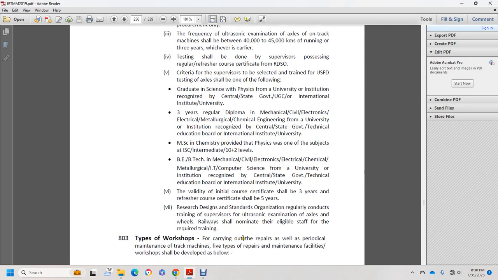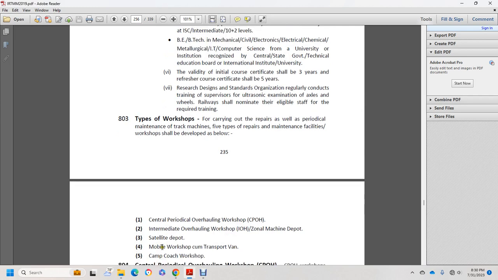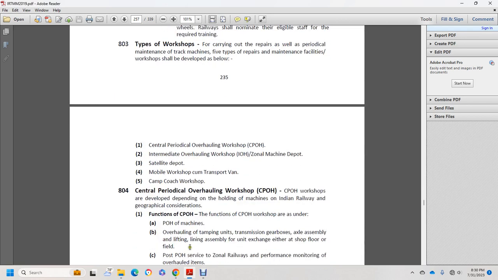Types of workshop for carrying out repair as well as periodical maintenance of the track machine. Five types of repair and maintenance facilities and workshops shall be developed as below: the central periodic overhauling workshop, the intermediate overhauling workshop, the zone machine depot, the satellite depot, and the mobile workshop, transport van or camp coach workshop. Central periodic overhauling workshops are developed depending on the holding of machines on Indian Railways and geographic considerations.